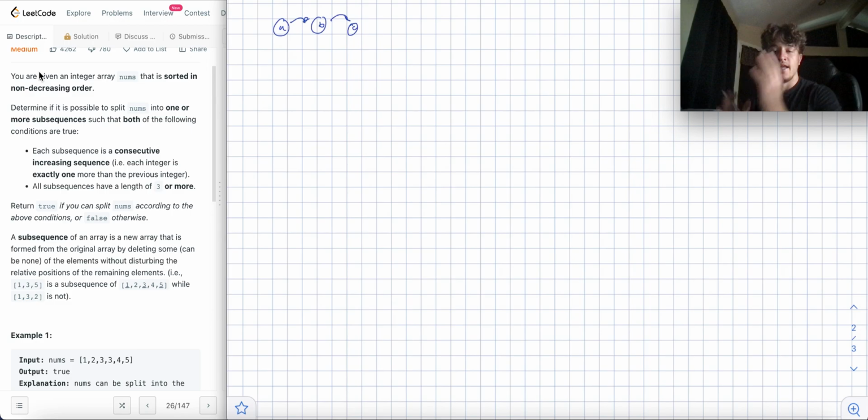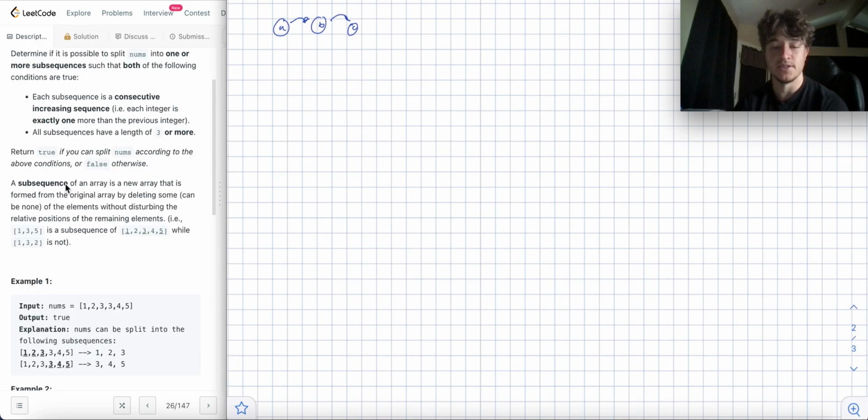So if I was going to connect 3 to something to its left, well, then it has to be 1 less than 3. And since the array is already sorted, the only thing less than 3 is to its left, right? And that'll make more sense in a second.